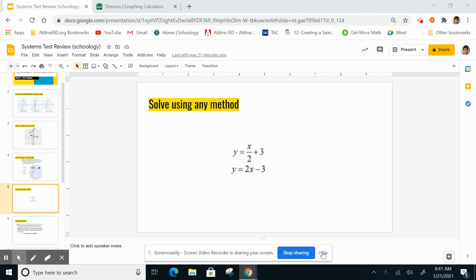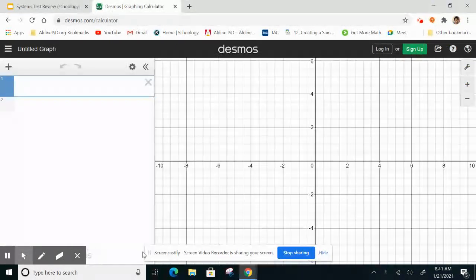So here we go. This is where we stopped in the last video. We have just a system and we can solve it using any method. Whichever method that we've talked about so far that you are comfortable with, so you can graph these, substitution, or elimination, is totally up to you. I'm just, for the sake of the video, going to remind you that you can also use Desmos as an aid. If you have a calculator, let's use it.